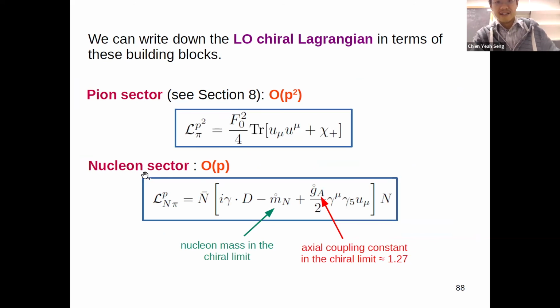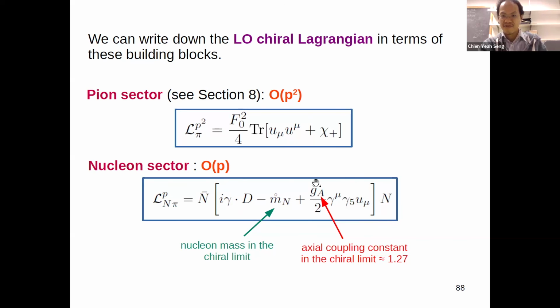On the other hand, in the nucleon sector, the leading order Lagrangian that we can write down turns out to be not O(p^2), but O(p), because in the nucleon sector we can have one derivative, not just two derivatives, because the gamma mu has one Lorentz index, so it can be contracted with a single derivative. Therefore, we have these terms, which are chiral invariant. In fact, all of them are chiral invariant. These few terms give you the kinetic and the mass term of the nucleons.